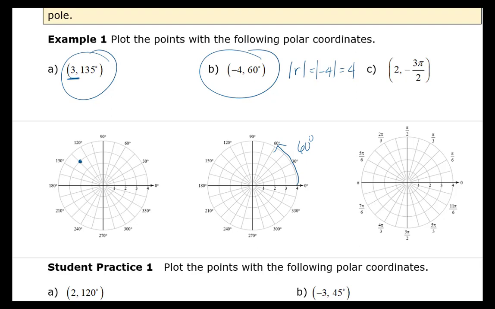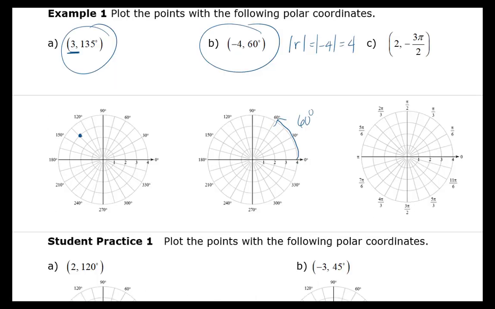For the first few practice problems, I'd like to draw it so you can see it. If r were positive, I would just put the point 4 units out, 1, 2, 3, 4, at 60 degrees, so that would be my terminal side, and I would plot my point right here. But because r is negative, what I really want to do is come completely to the opposite side of that ray.